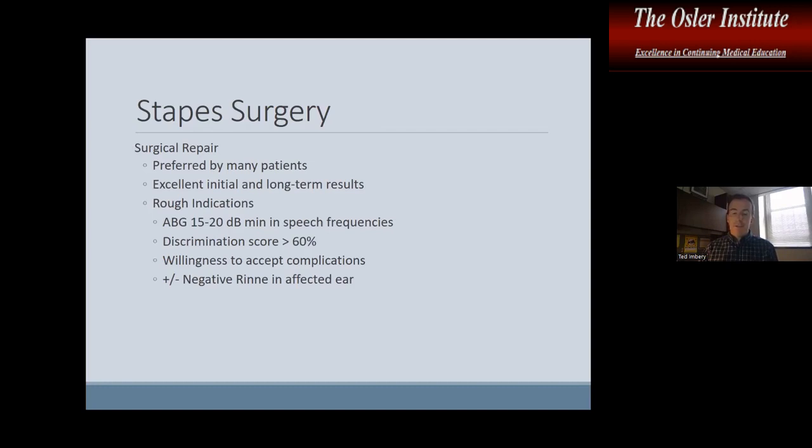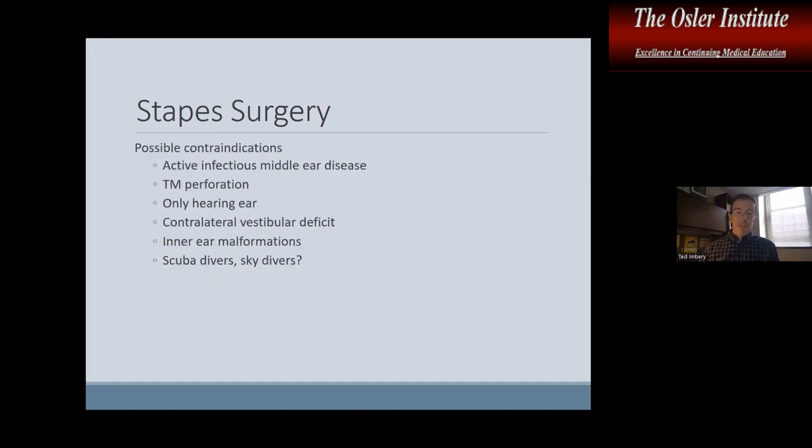Obviously, they have to have a willingness to accept surgery and the inherent risks. And then we talk about the tuning fork test to corroborate as well, so a negative Rinne in the affected ear. In terms of contraindications, if there's any obvious active middle ear disease, that would certainly preclude surgical management. If patients have a tympanic membrane perforation, we would recommend repairing the perforation first, and then perhaps going back some months later. That oftentimes will come up as well.